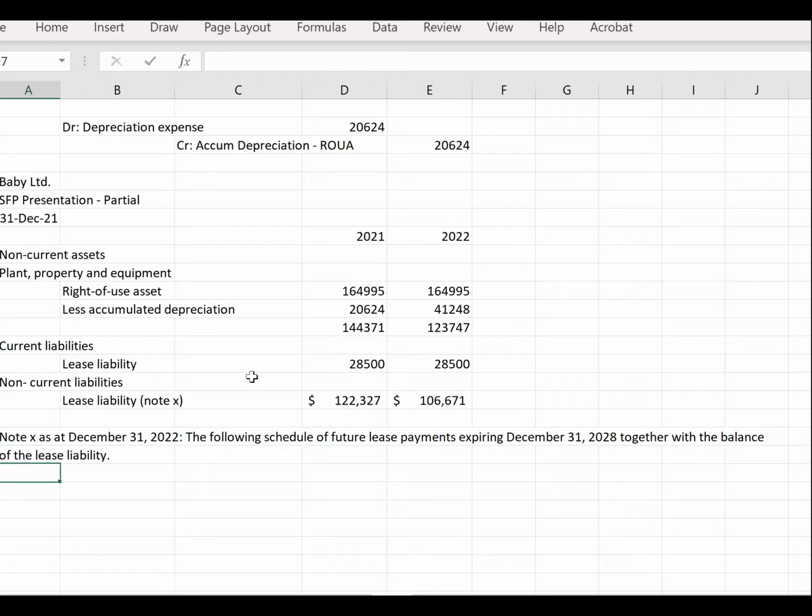So basically what this does is it's a schedule of future lease payments, and it says that our lease is expiring December 31st, 2028, and it also is going to show the balance of the lease liability. So we're going to have the year ending December 31st for all of our schedule. Now we're going to have 2023 because this is in 2022. So it's the future. So 2023 is the next year because this is in our notes for the year end December 31st, 2022. That's why we're starting with 2023, 2024, 2025.